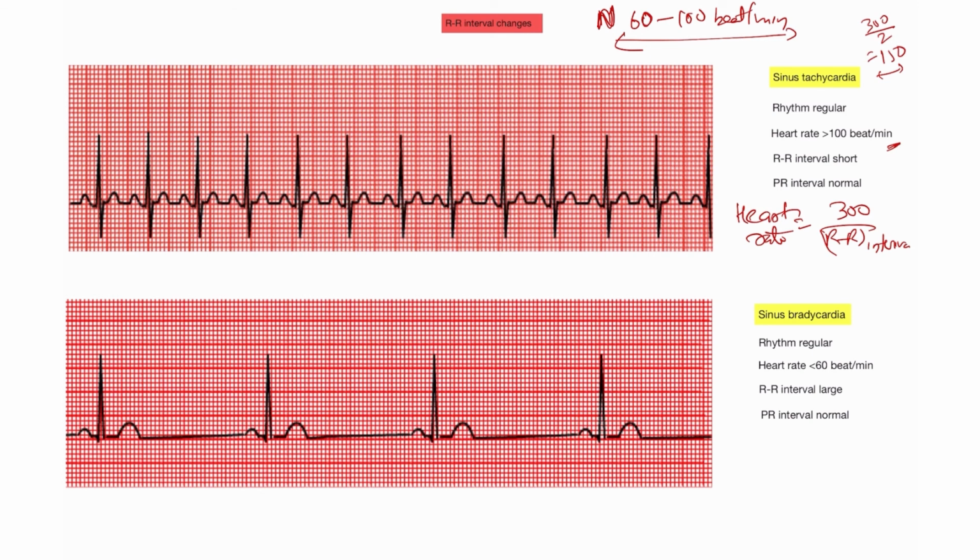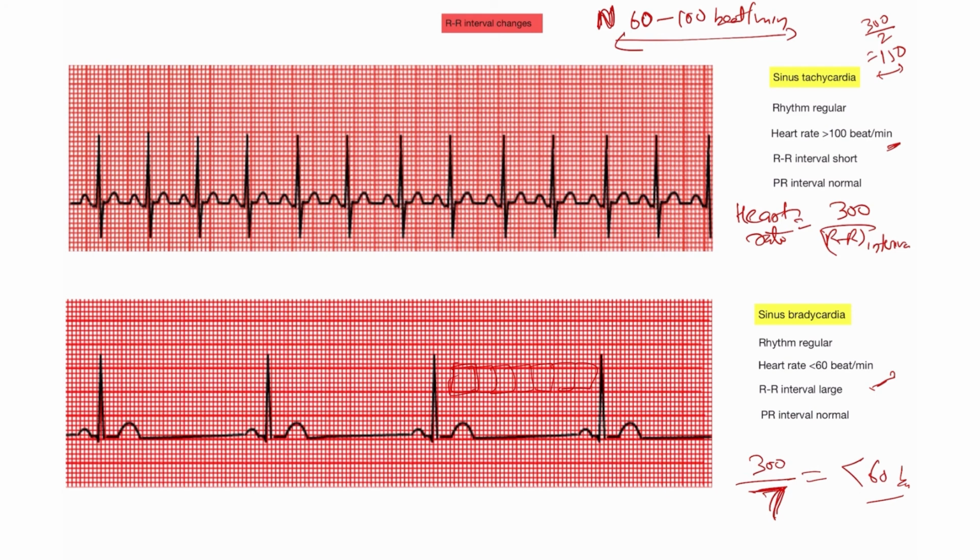So here also you find the heart rate as 300 divided by the RR interval. Here you will see approximately 7 large boxes present. So 300 divided by 7 means less than 60 beats per minute. So this is called sinus bradycardia. Less than 60 means less than normal, and the RR interval in this case is largest.